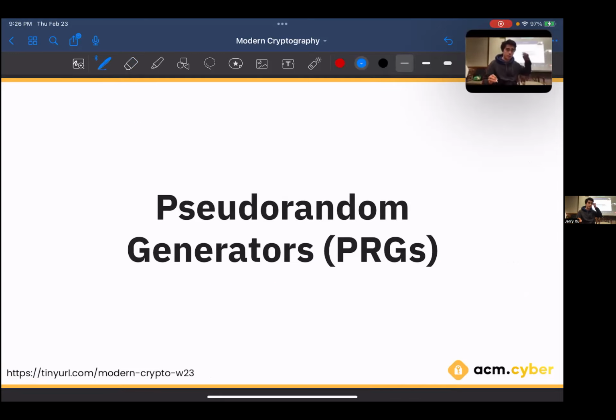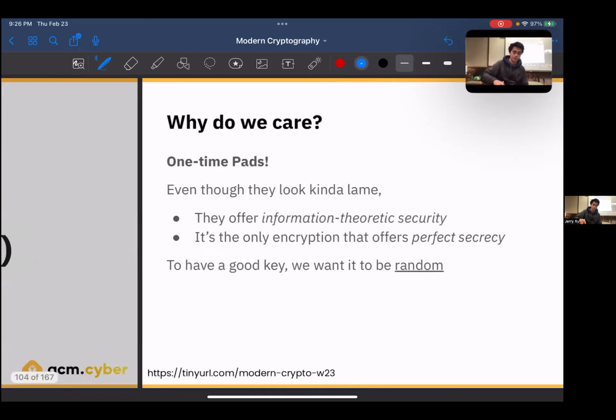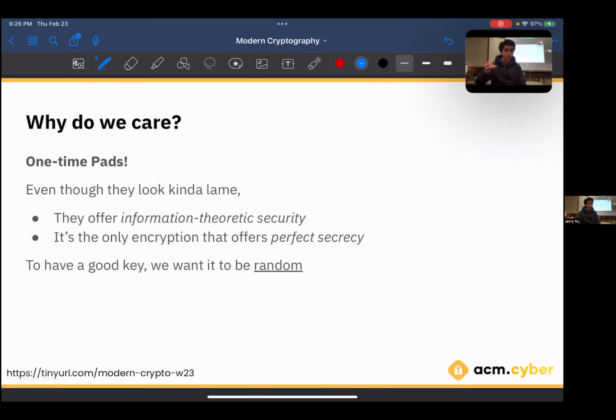Okay, so next topic, building off of both of those, is pseudo-random generators. You probably know these maybe from Minecraft, right? Every Minecraft world is created using a random seed and a pseudo-random generator. So the main reason we care about PRGs is because of one-time pads, which is the same stream cipher that Jerry mentioned earlier. I know everyone was kind of shitting on these a second ago, right? Like who would use a stream cipher? What's the point? You can get the same with block ciphers.